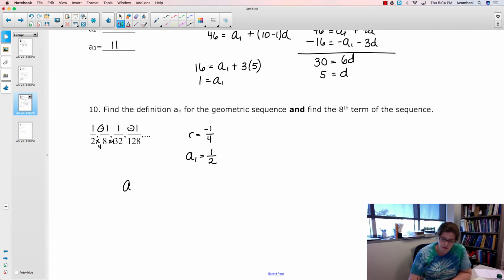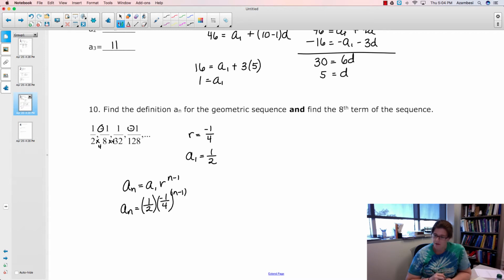Now an for a geometric is equal to a1 times r to the n minus 1 power. So I'm just going to fill that in. an is equal to a1, which is 1/2, and r is negative 1/4, to the power n minus 1. When you have a lot of fractions, I like parentheses. It makes it easier to understand what's being raised to a power and what's multiplied by what.